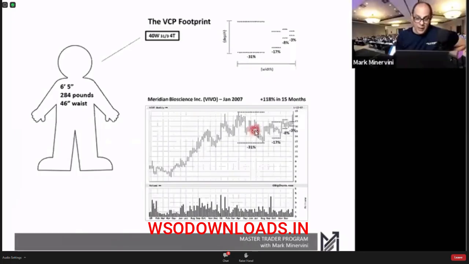So this particular name right here, you can see it came off 31%, then 17, 8, then 3, right? You can see four T's, right? And it's 40 weeks long. So this is a 40W 31 by 3 4T. And if you were to just take the chart away and give it an overlay with depth and width, this is what it would look like right here.